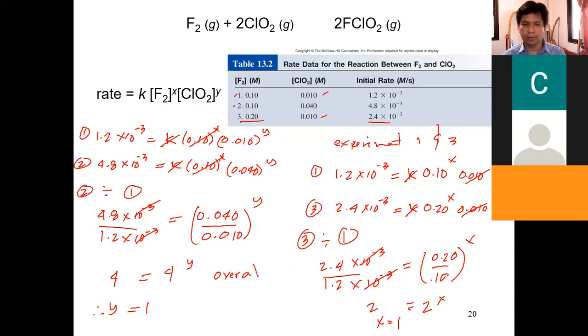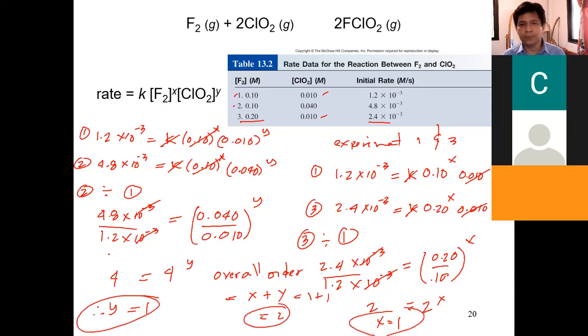The overall order of the reaction is equal to x plus y. This is equal to 1 plus 1, which is equal to 2. So do you have any question regarding this illustrative problem? Do you have any question?